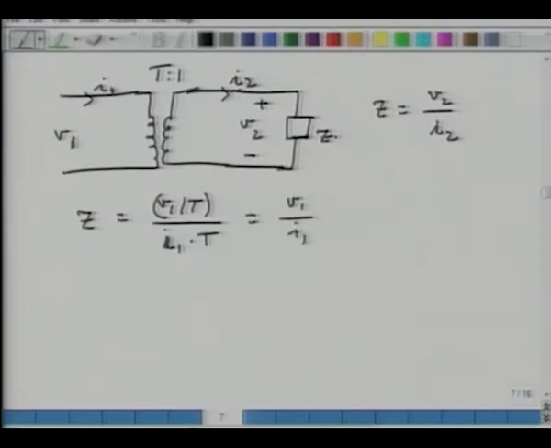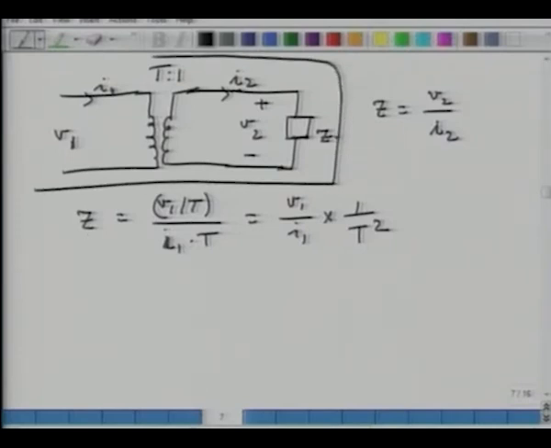Bear in mind, when I am writing V and I, I should have been a little more careful. These should be uppercase because these are vectors, as there may be a phase component in Z. Now what this means is that I can replace this entire box by another box, which will be something like this.